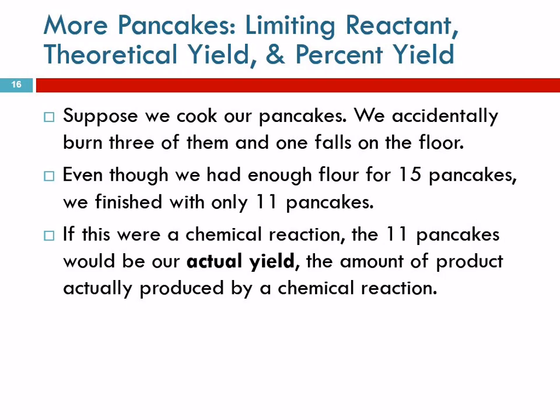So suppose we cook our pancakes and we accidentally burn 3 of them and 1 falls on the floor. Can you imagine that happening? Yeah, it could happen. So we had enough flour to make 15 pancakes, but we actually only end up with 11 pancakes because life happened, and life happens a lot. So if this was a chemical reaction, we would say that 11 pancakes is our actual yield. In theory, we could make 15, but we actually made 11 because some stuff happened that we weren't planning on. So the actual yield is the amount that is actually produced.